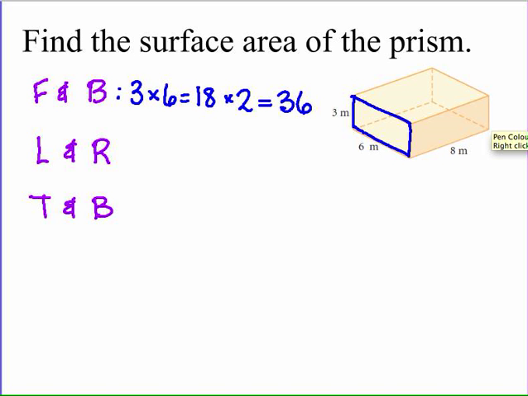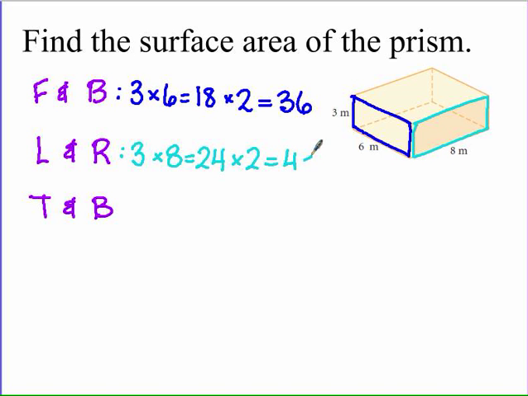Now the left and the right. It's a little bit easier to see the right one, which is over here. My dimensions in this case are 3 by 8, 8 by 3. So 3 by 8 is 24. Taking it times 2 is 48.